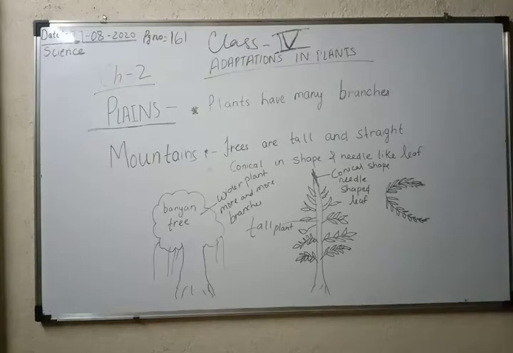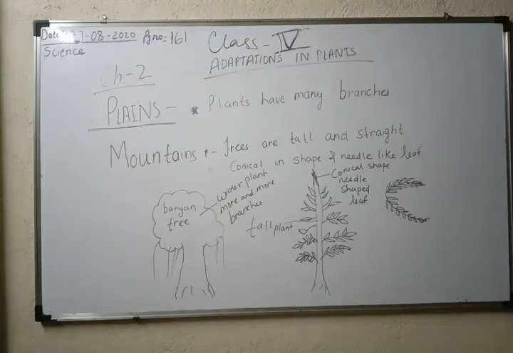The plants that grow on plains have many branches. Now what is the main characteristic of the plants which grow in the plain area? We all know that a moderate type of climate is found in the plain area, so heavy rainfall also occurs sometimes. To avoid this, the plants spread their branches widely.